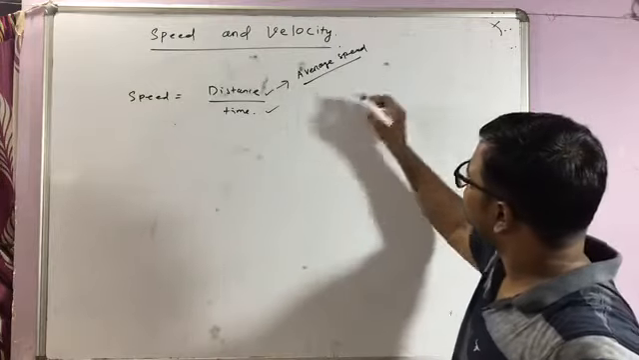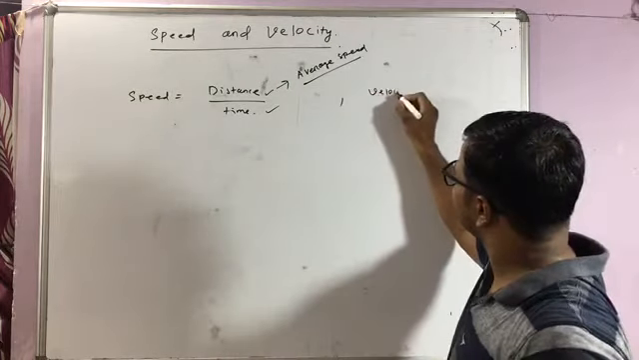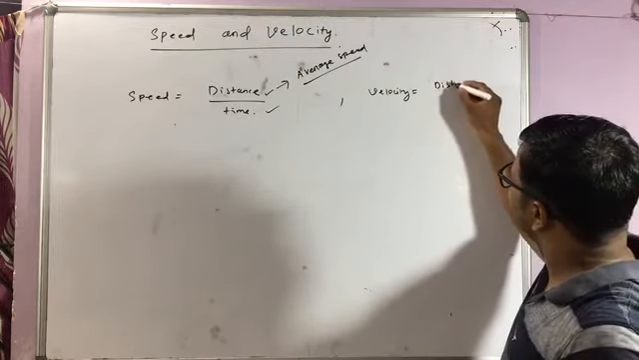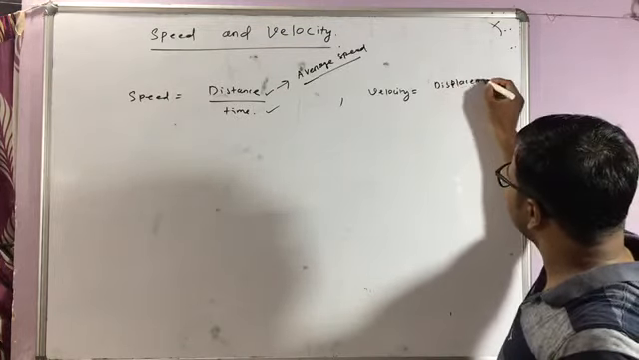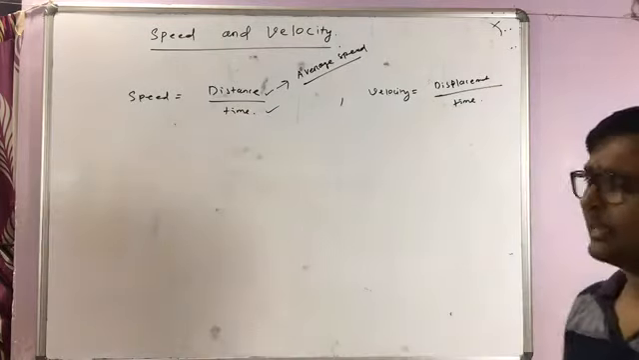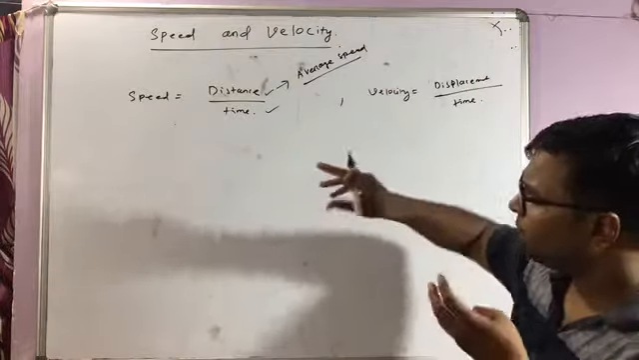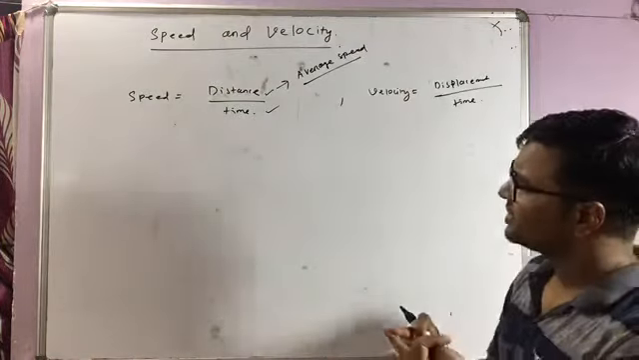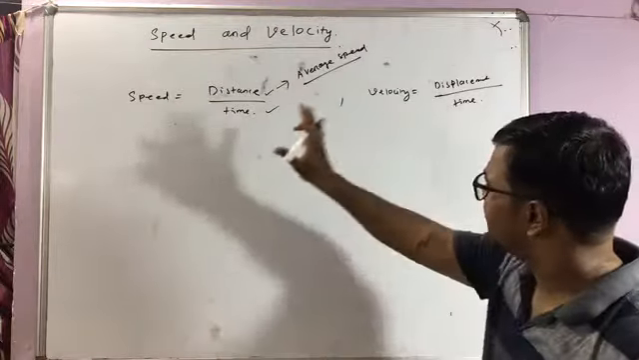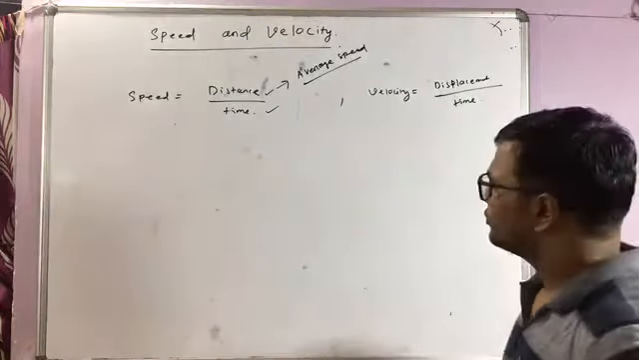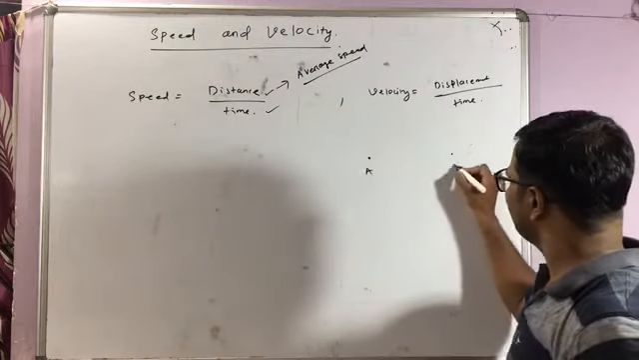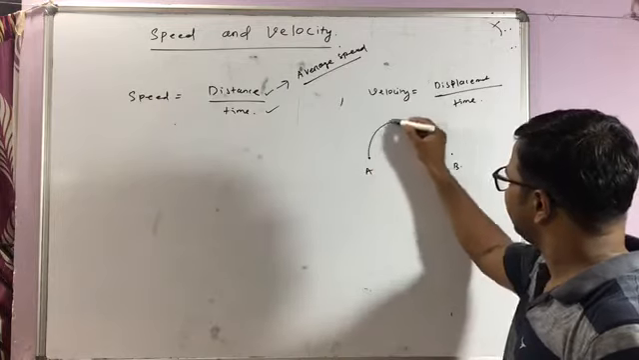Similarly, velocity is what? Velocity is displacement by time. If you have understood the concept of distance and displacement, then you might find a clear difference between speed and velocity. Suppose one object is moving from A to B in this path.